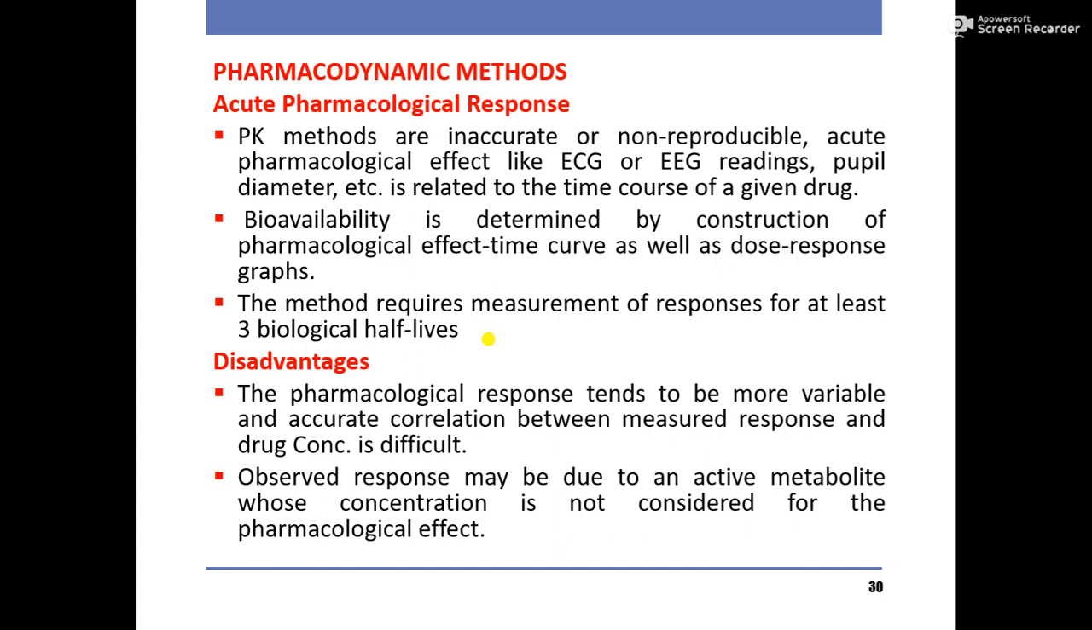There are some disadvantages, demerits related to pharmacodynamic methods. The pharmacological responses tend to be more variable, and accurate correlation between measured response and drug concentration is difficult. I mean that in pharmacological response, you will have to see the variations, and the observed response may be due to an active metabolite whose concentration is not considered for the pharmacological effects.